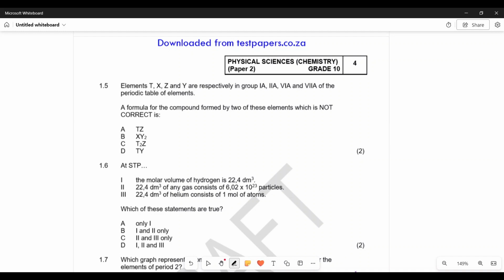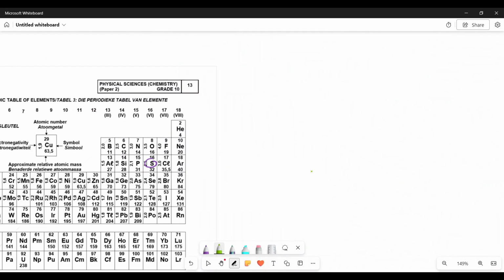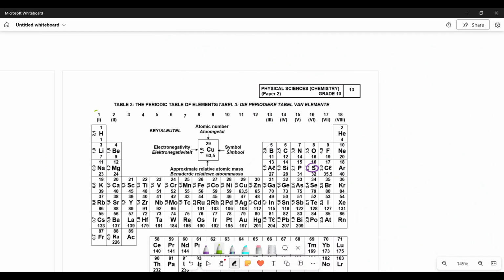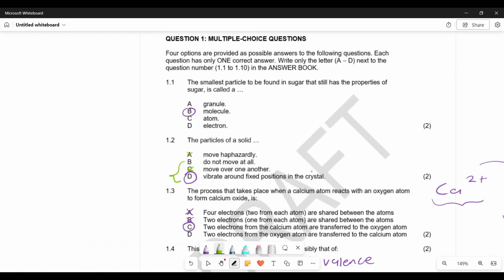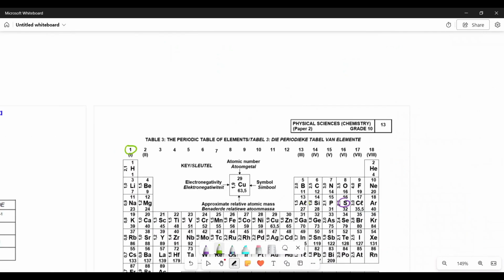Now the formula of the compound formed by two of these elements, which is not correct, is... Now let me try and highlight these groups on my periodic table. I have group A, so this is my group 1, right, because it has one I, and this, because it has two I's, it will be my group 2. So you do not take into consideration the A in this instance, right? So this is where I have 2.